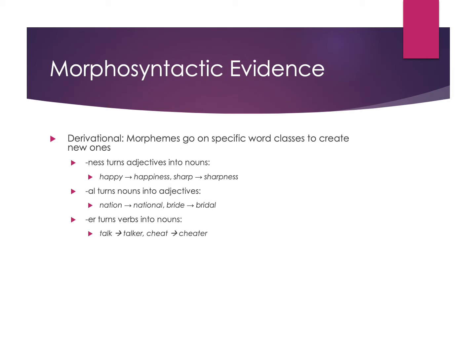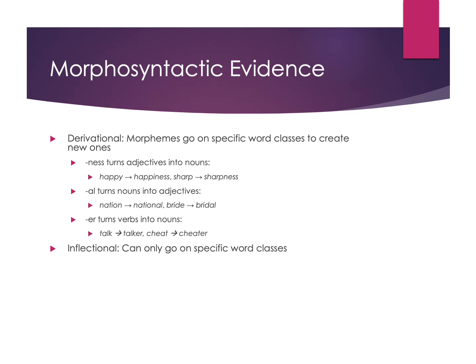An al ending turns nouns into adjectives, so nation is a noun, national is an adjective. Or er turns verbs into nouns. So if I go from talk to talker, cheat to cheater, by adding that, I'm turning a verb into a noun. So derivational ones can give me information on the changes that are happening.